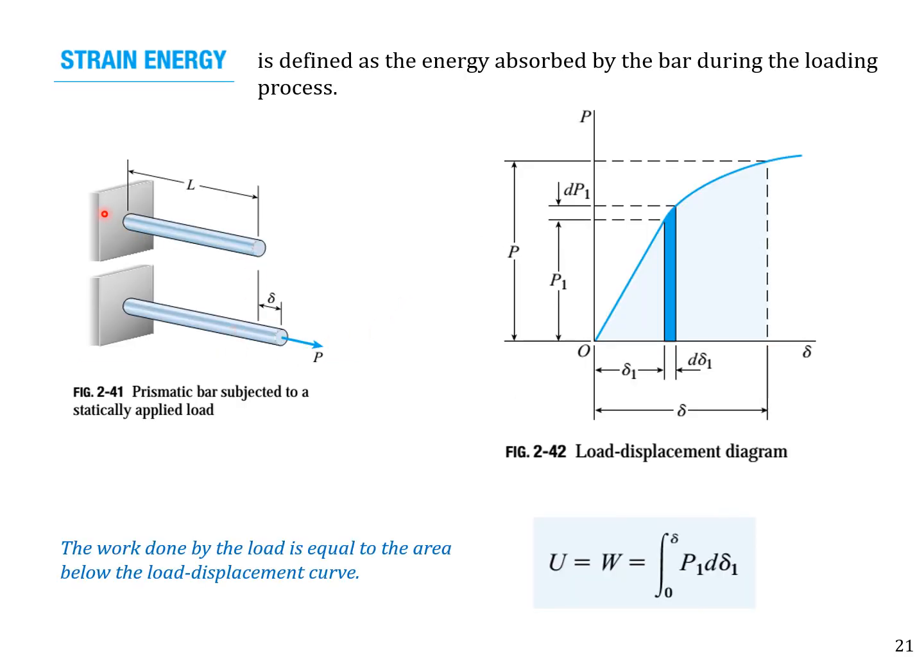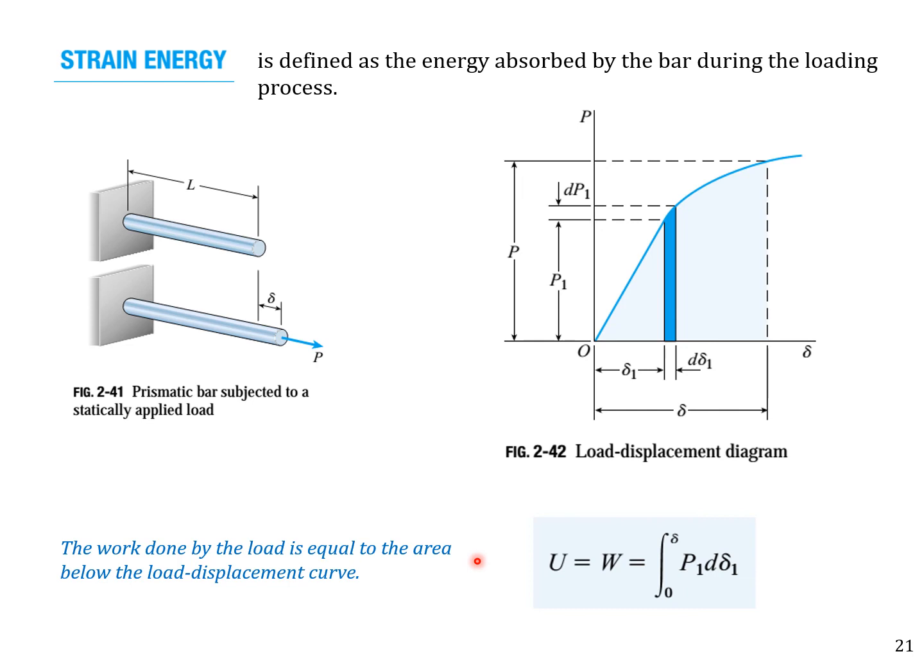So if we have a bar and we apply a load on it, P, it will have some deformation. So the work done required to deform this bar is equal to strain energy, and is defined as the energy absorbed by the bar during the loading process. So how can we calculate it if we have a curve or graph between load and extension? The area under that curve will be equal to the strain energy.